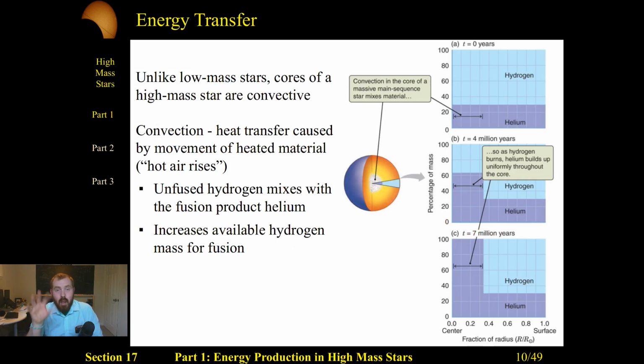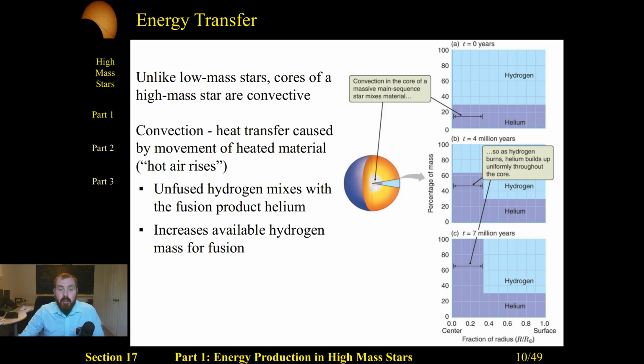Right? Another difference between our low and high mass stars is that the high mass stars, their cores are going to be convective. Right? What do I mean by convective? I mean that heat can transfer by just the movement of heated material. I've got a hot object here and it bubbles over here, and so that heat has transferred.